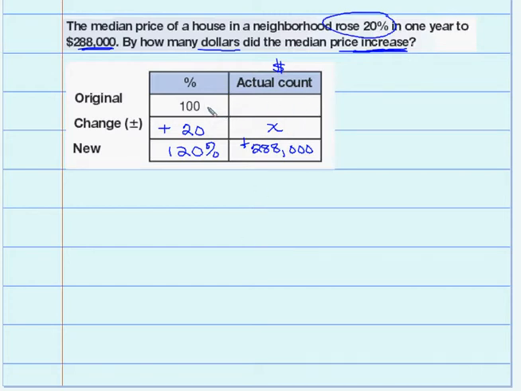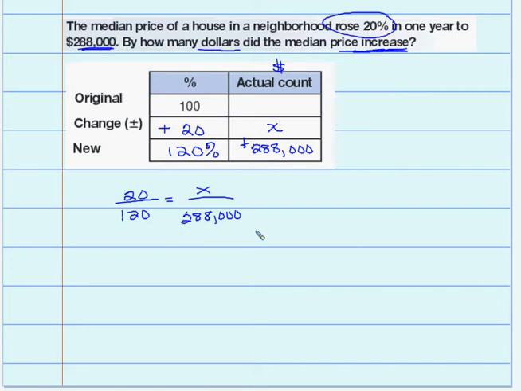They don't want to know what the original amount was. They want to know what amount of change we had. So there's my proportion. 20 over 120 has to equal x over 288,000.